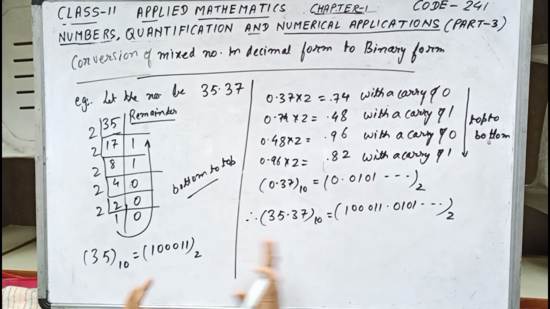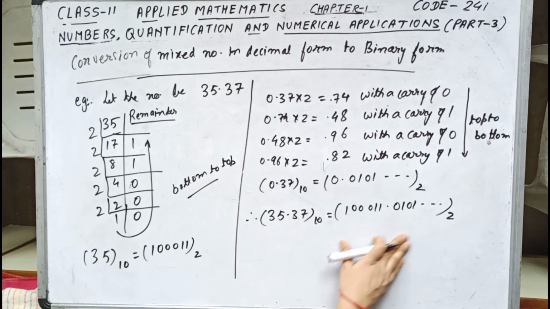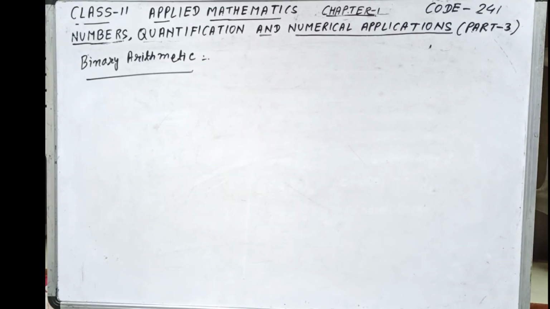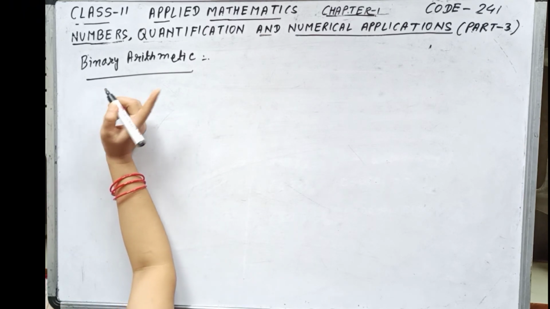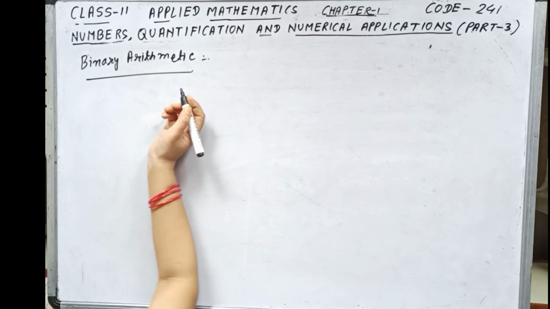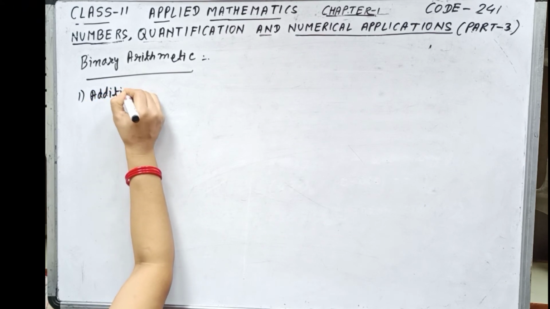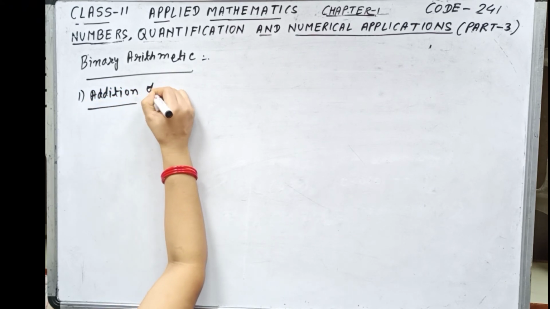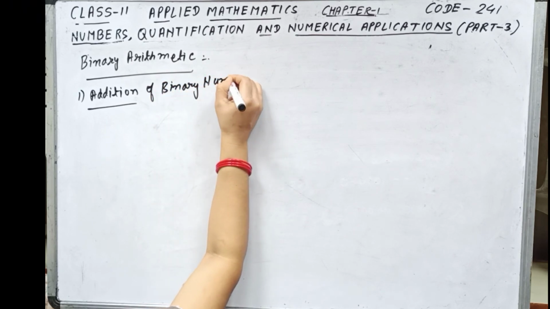So at last you write this at one place, 35.37 base 10, that is in decimal form, now can be written in binary form as this. Now let us understand the operations of binary numbers, that is binary arithmetic. Now in binary arithmetic we will be doing addition, subtraction, multiplication and division. So let us first understand addition of binary numbers.